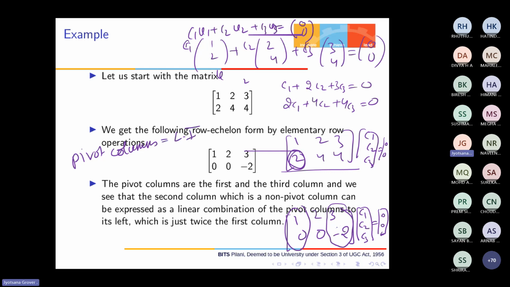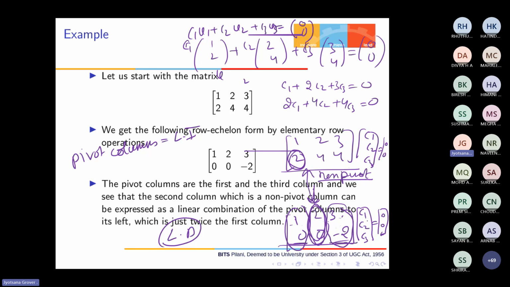Only these 2 columns are linearly independent. That means they cannot be expressed in terms of each other. But this column is a non-pivot. Non-pivot is dependent on these 2. That means it can be expressed as a linear combination of the first and third. So together they make a linearly dependent set, because a non-pivot column will always depend on the linear combination of the pivot columns.